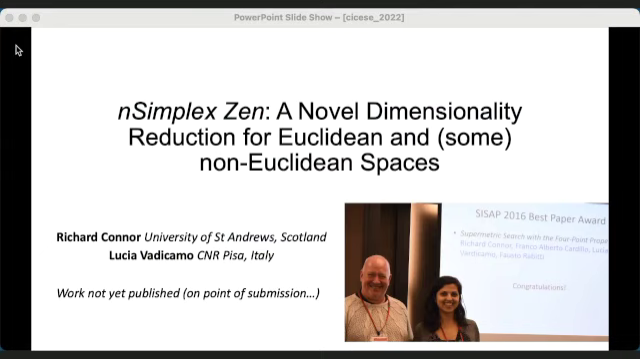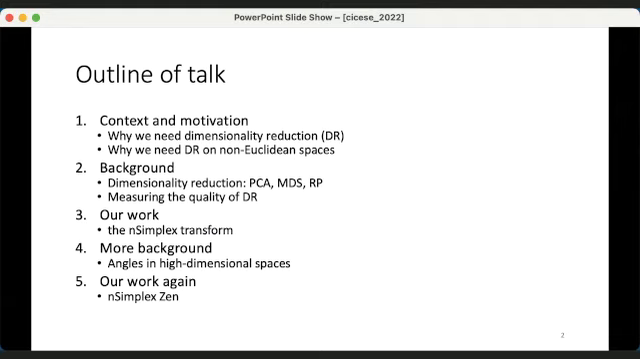So this is work I've done mostly with my co-author, Lucia Vidicamo, and there's a picture of us winning the first ever CSAT Best Paper Award. Okay, so there's the outline of the talk. I'll quickly talk about the context motivation.